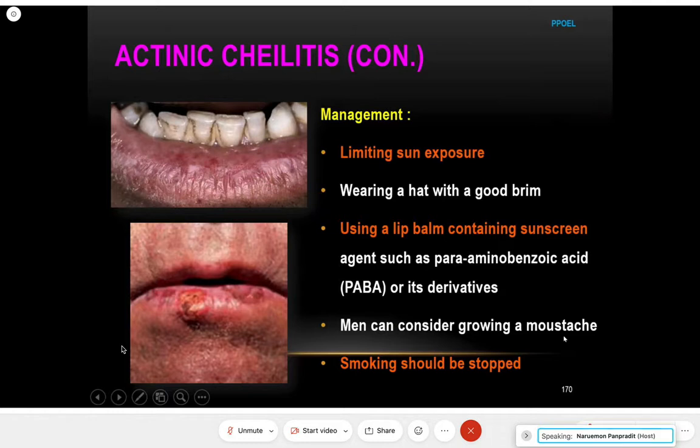We should recommend that the patient avoid sun exposure, such as wearing a hat or something that prevents sunlight, or use a lip balm that contains sunscreen. Some men grow a mustache to prevent sun exposure. More important is to stop smoking, because it is also an important factor for malignant transformation.